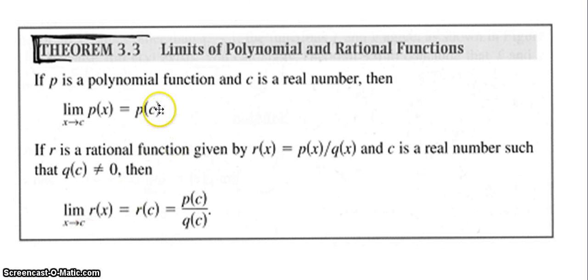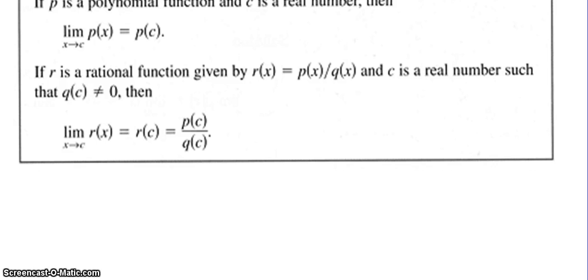Moving on. So, we talked about this today. Not going to spend a lot of time on it. This is just the formal definition of limits of polynomial and rational functions. So if p is a polynomial function and c is a real number, then the limit as x goes to c of p of x is p of c. That just means do direct substitution. If r is a rational function given by r of x equals p of x over q of x, and c is a real number such that q of c does not equal 0, then the limit as x goes to c of r of x is r of c, which is p of c over q of c. So again, that's just saying do direct substitution as long as we aren't evaluating the limit somewhere where the function doesn't exist.